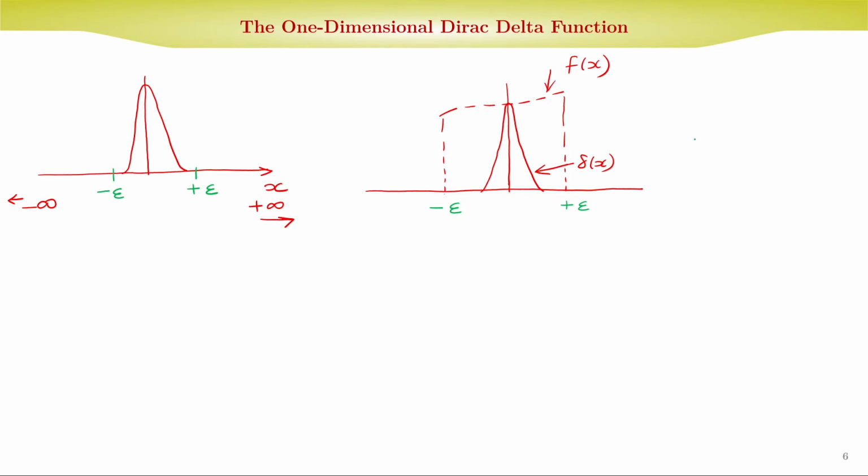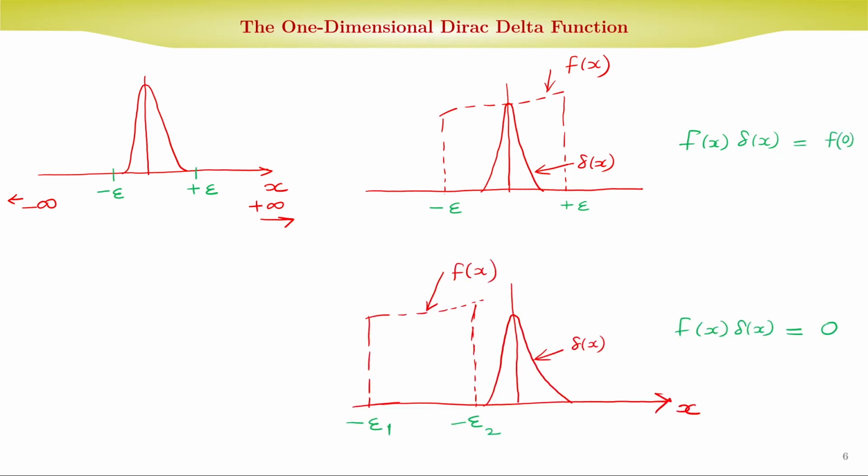So in this case, when we calculate the integral of f(x) times delta(x), this will be equal to f(0). But in the second case that I have drawn here, the extent of integration of the function is outside the delta function. In this case, when we calculate the integral of f(x) times delta(x), this will be equal to 0.